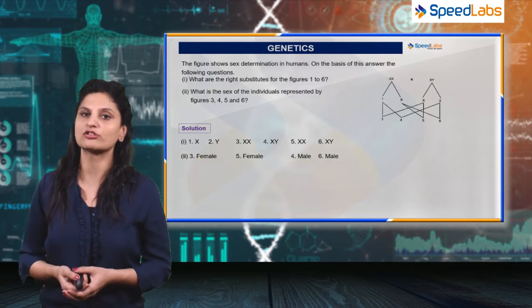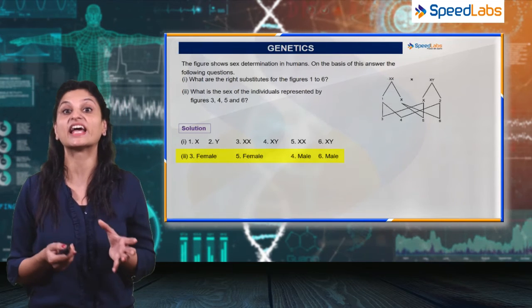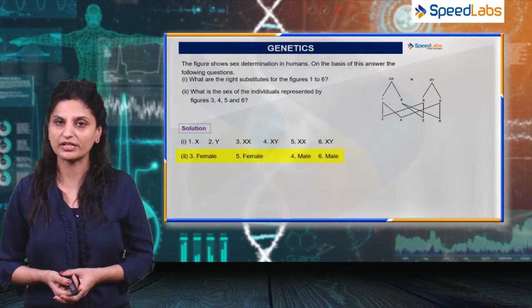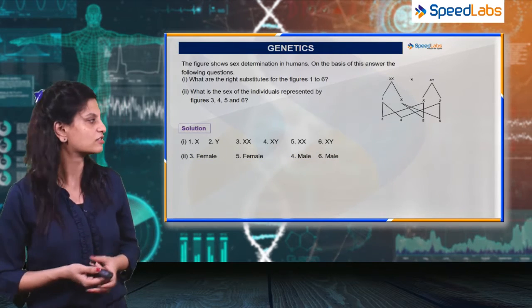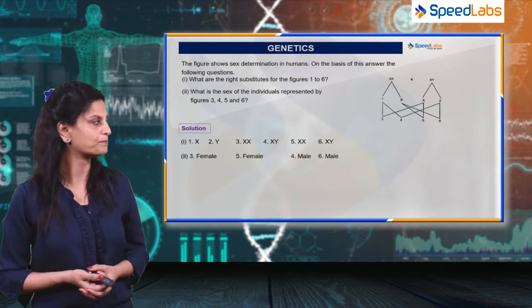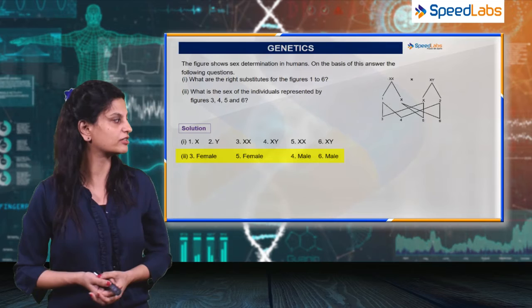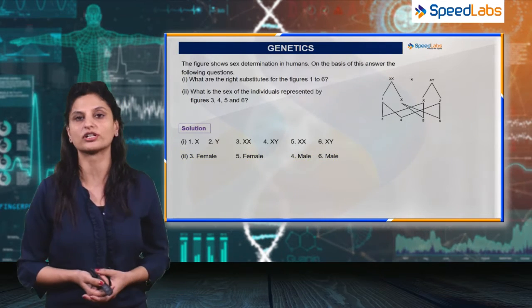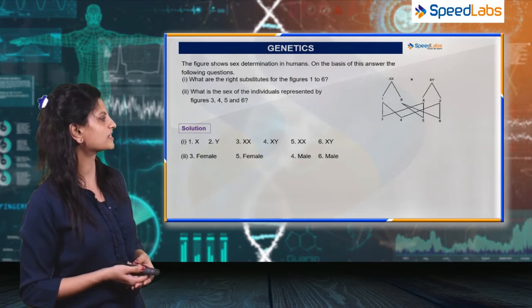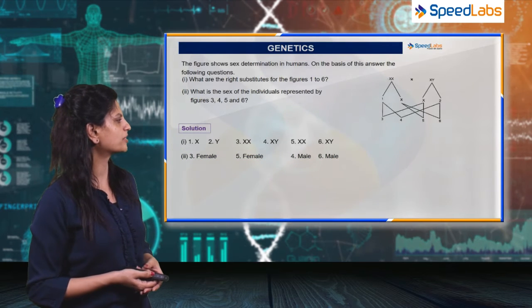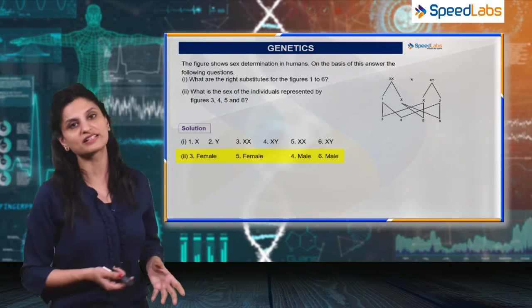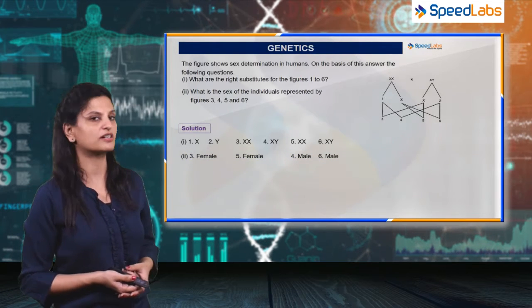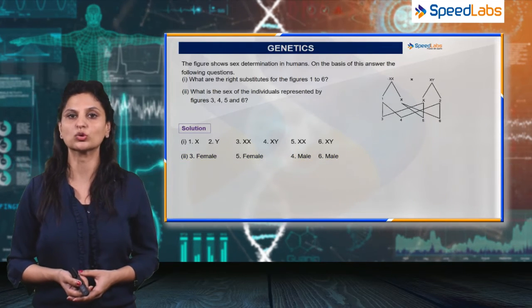Now we know that in case of human beings, the male is heterogametic, denoted by XY, whereas the female is homogametic, denoted by XX. So it's very easy to guess the male and female over here. The third case, since the third is denoted by XX, will be female. The fourth one is XY, so it is going to be a male. The fifth one, again XX, is going to be a female. And the sixth one is XY, so it will be the human male.